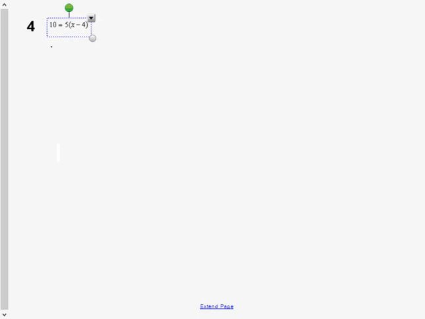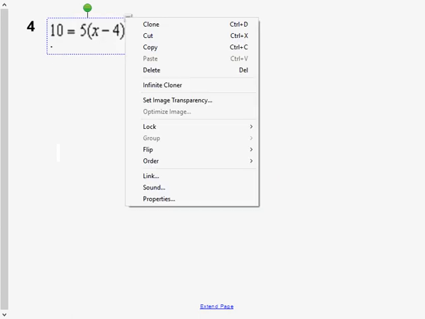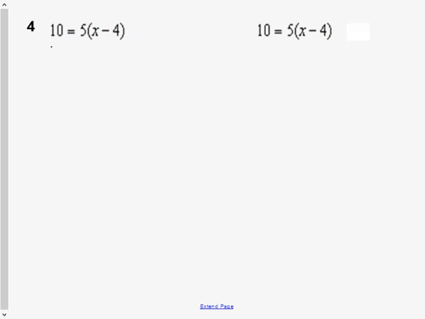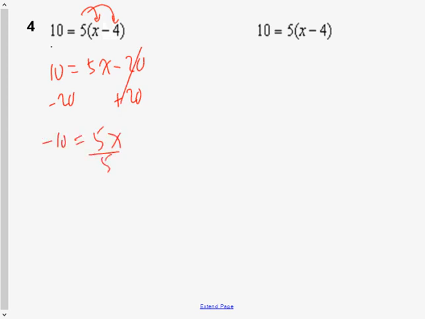Question 4, we have the same type of distributive property. I'll clone it again and do it 2 ways. So the first way you could have done it is expand it. So 5 groups of x minus 4 will be 5 x's and a minus 20. Get rid of your constant now, which is 20, and get 5x equals negative 10. And solve it finally by saying x equals negative 2. So there we had it in 3 steps.